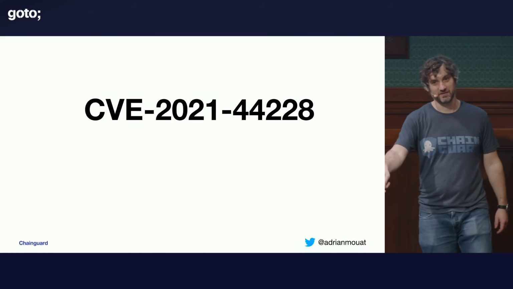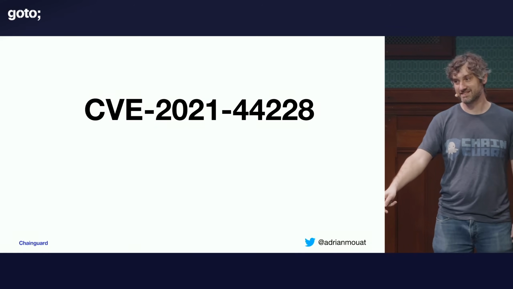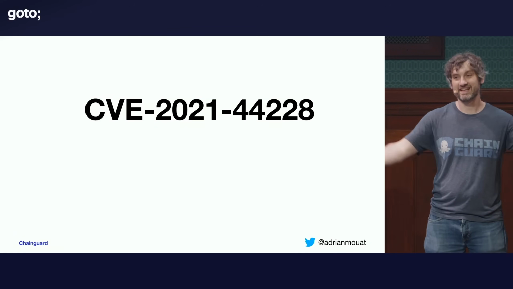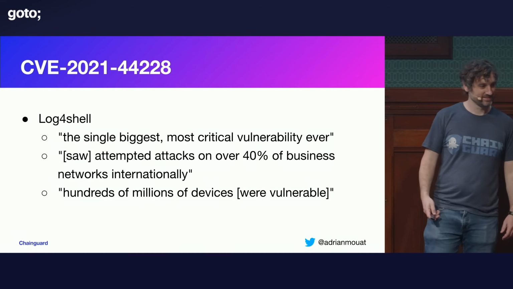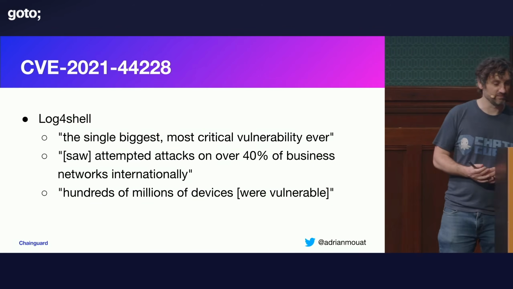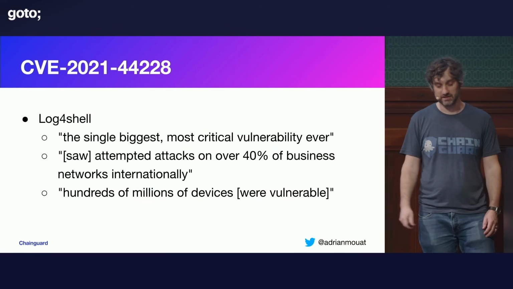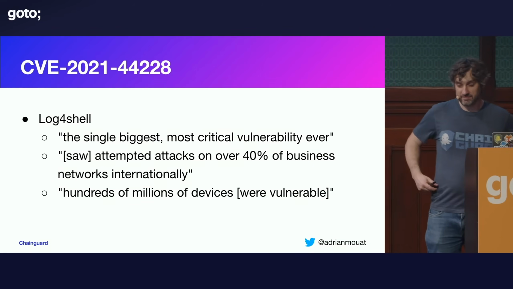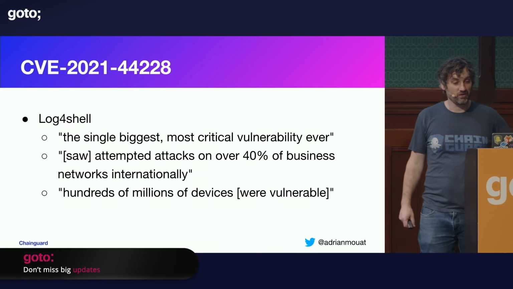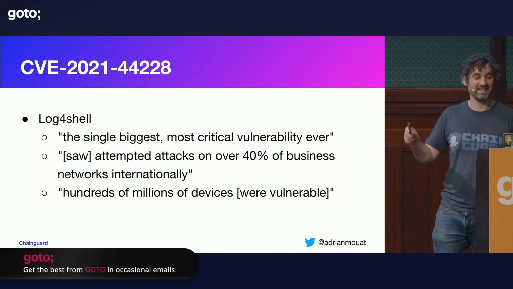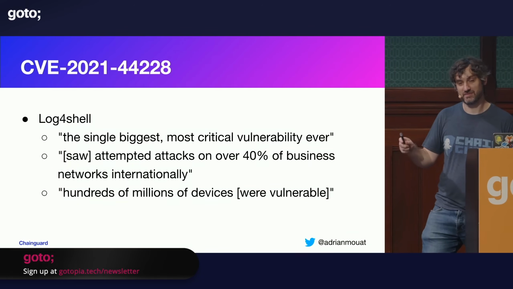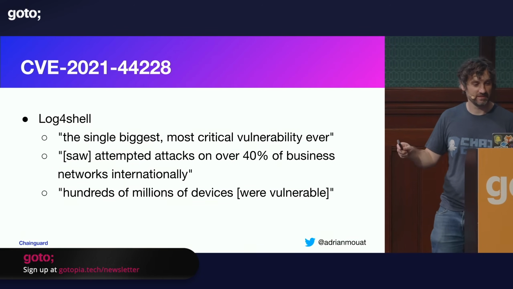Okay, last one. You've actually already named this one. Yay! Log4j. 1 out of 3 ain't bad. Or Log4Shell, but it was a vulnerability in Log4j. Yeah, so this has been called the single biggest, most critical vulnerability ever, which is a pretty bold statement.